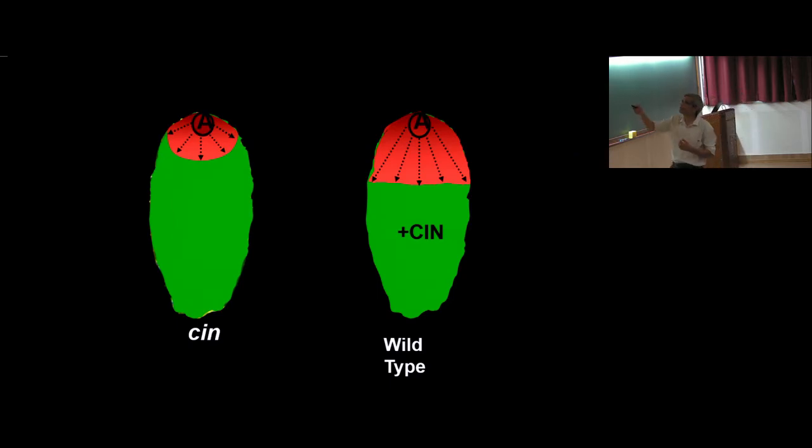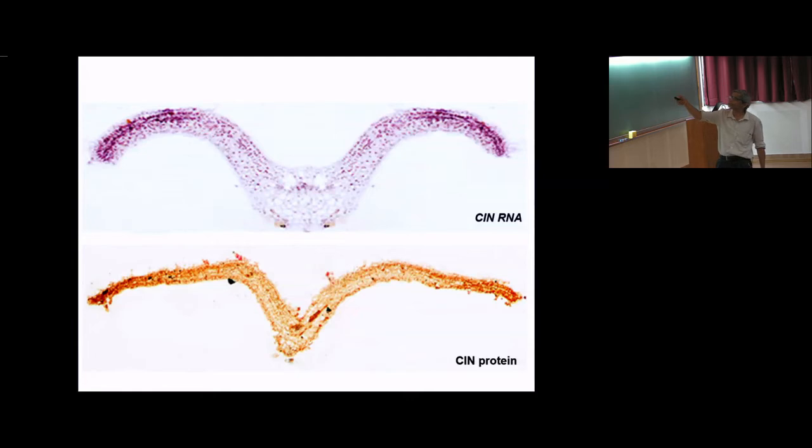One possibility is that CIN itself is expressed in some sort of gradient in the medio-lateral axis, or there is some gradient already there which CIN is responding to. So to see the expression pattern of CIN, you take a transverse section and see where CIN is expressed. This is one section of a leaf in the transition zone, and this is the RNA. You can see there's more RNA towards the periphery than in the central region.